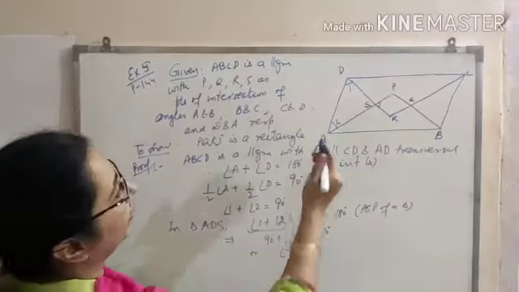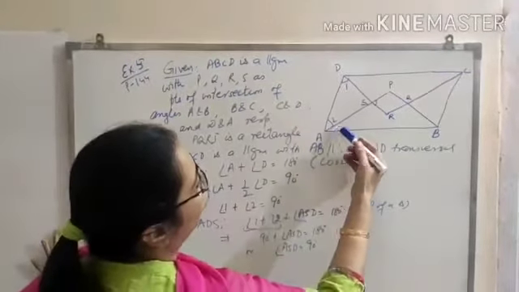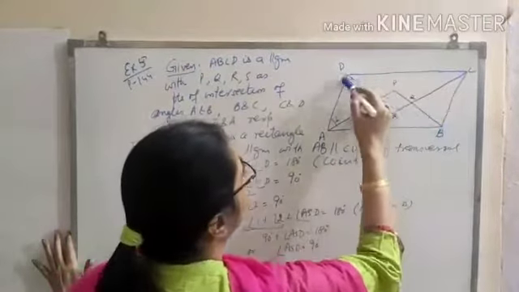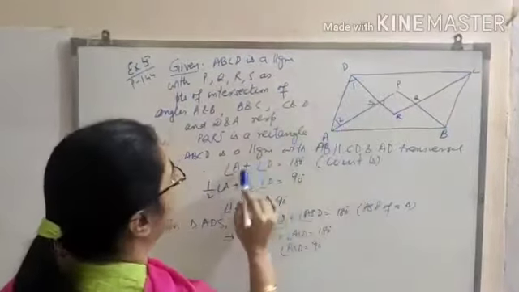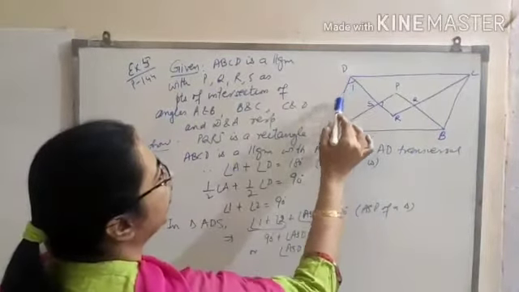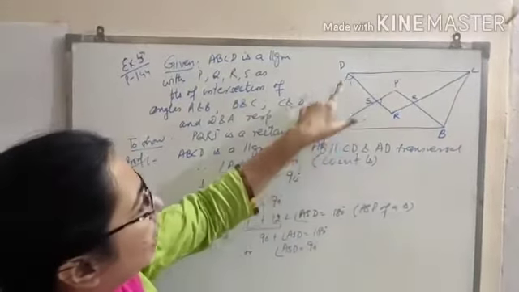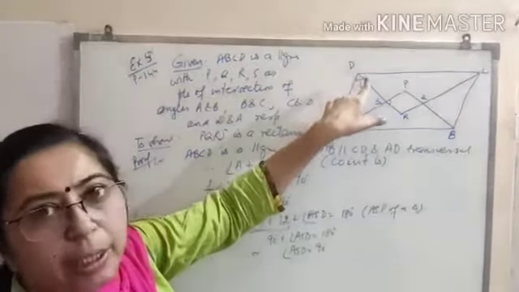Now what will you take? We will take again the definition of parallelogram. ABCD is a parallelogram, AB parallel to CD and AD is transversal. So angle A plus angle D is equal to 180 degrees, co-interior angles. Whenever we are given the bisectors, we can take their halves.